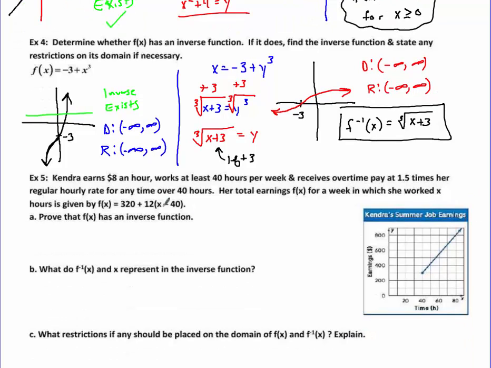So there's a little word problem here. You should try to work this one out on your own. And when you come into class tomorrow, this is what we will go over.